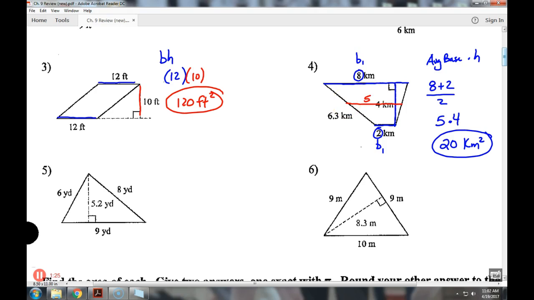Number 5, this just looks like a triangle. So I'm going to use the 1/2 base times height. There's a lot of numbers here. The key thing that you always need to know is that the base and the height have to be perpendicular to each other. They always have to make a 90-degree angle. So this 90-degree angle will touch the base and the height. So my base is 9, half of 9, and my height is coming down here at 5.2. So let's do that. 0.5 times 9 times 5.2, 23.4. And this is yards squared.